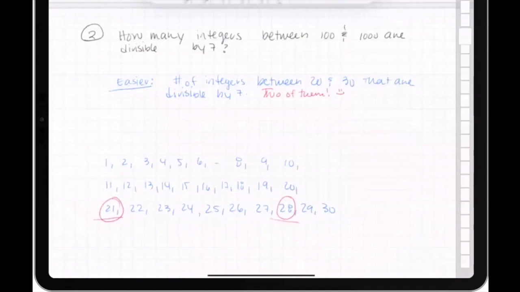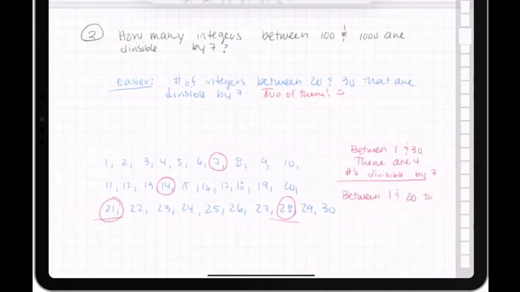What about in our first row? Well, oops, that's an eraser. There we go. So 7 is divisible by 7. 14 is divisible by 7. Did I miss any other numbers? I didn't. So between 1 and 30, there are 4 numbers. And between 1 and 20, there are 2 numbers divisible by 7.